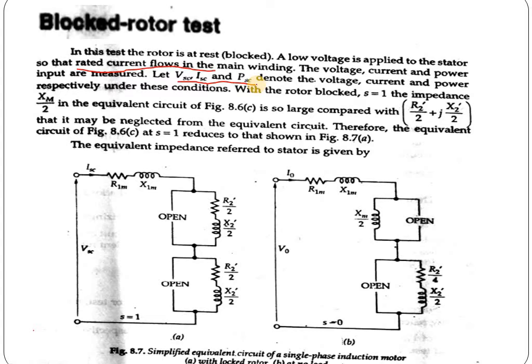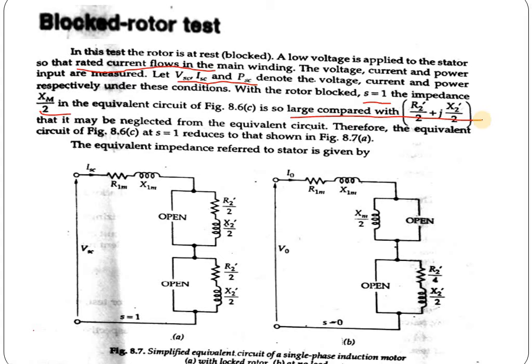With rotor blocked, slip S equals 1. The impedance Xm by 2 in the equivalent circuit shown in figure 8.6c is large compared with R2 dash by 2 plus jX2 dash by 2, so it may be neglected from the equivalent circuit. Therefore, the equivalent circuit of figure 8.6c at S equals 1 reduces to that shown in figure 8.7a.